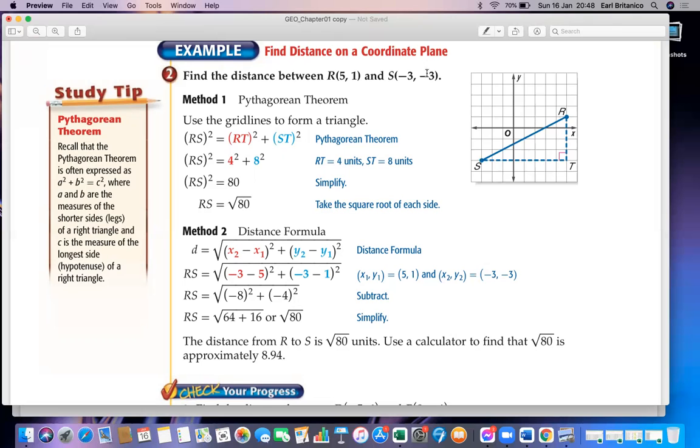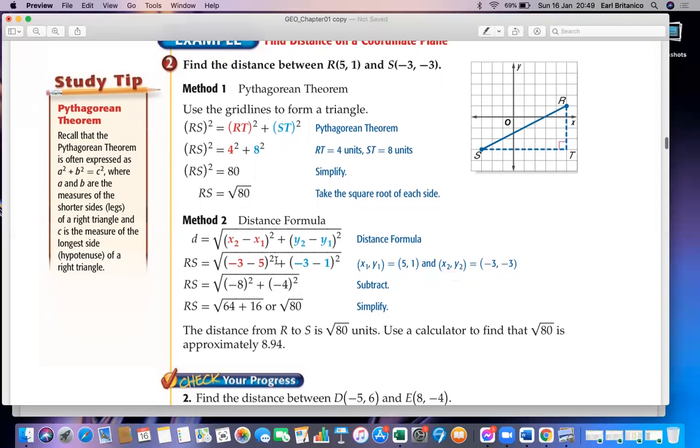Okay, so we're just given with this. This graph is for method 1. We don't need the graph in method 2, which is what we're gonna use. Okay, so method 1, method 2, I mean.